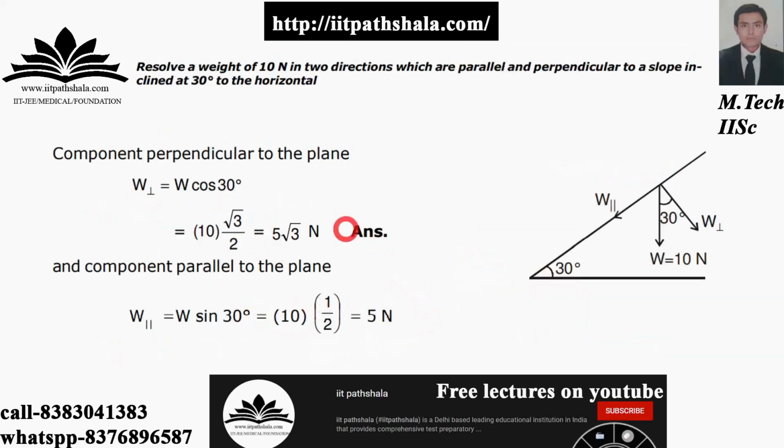Now let us solve the following wedge problem, which is most frequently asked in physics itself. You have to resolve a weight of 10 Newton in the two directions which are parallel and perpendicular to a slope inclined at an angle 30° to the horizontal. So you want to find this W parallel and W perpendicular. You want these two components of the weight. First one is perpendicular, second one is along the wedge itself.